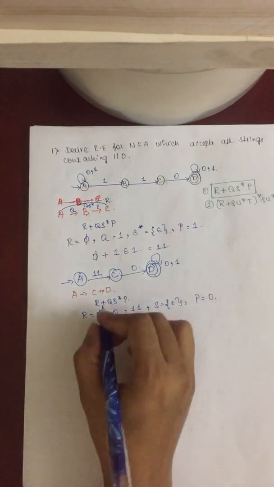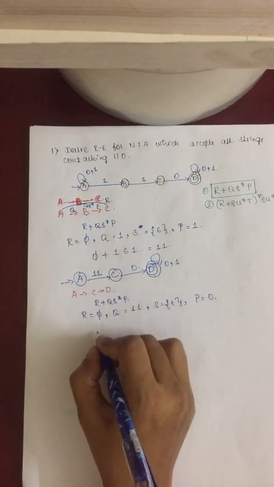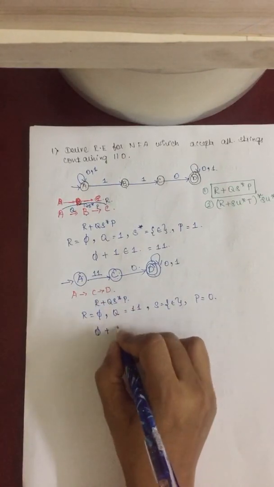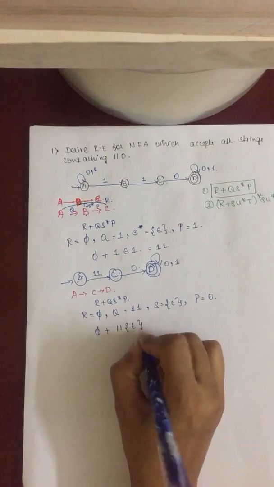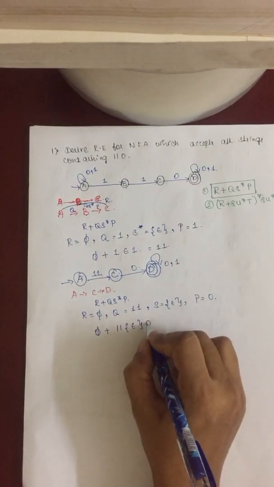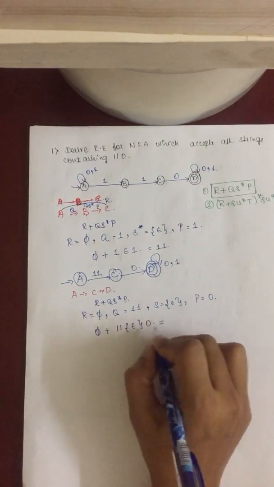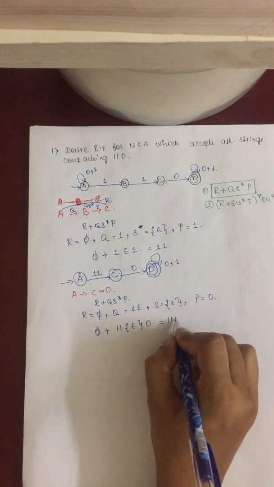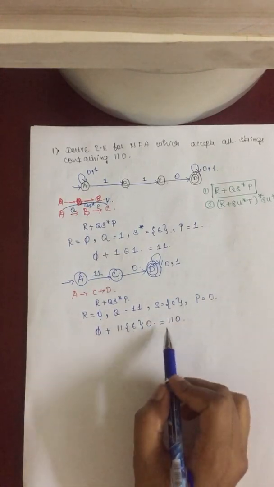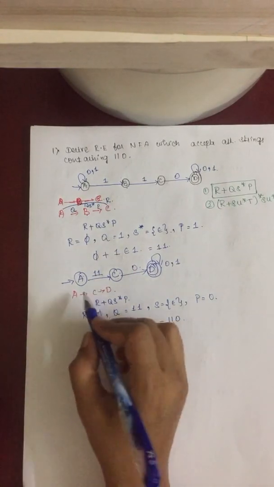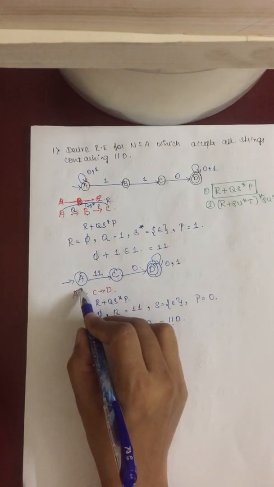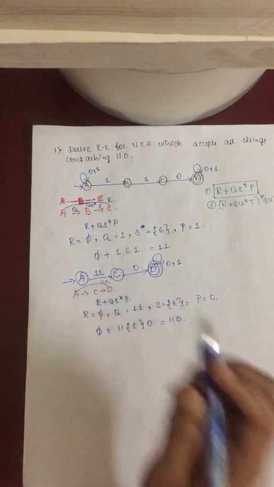Now you apply all these values in the expression. R is null plus R Q value is 1 1, then S value is epsilon and P value is 0. So it can be concatenated and written as 1 1 0, right? So this 1 1 0 will be written on the transition from A to D, right?